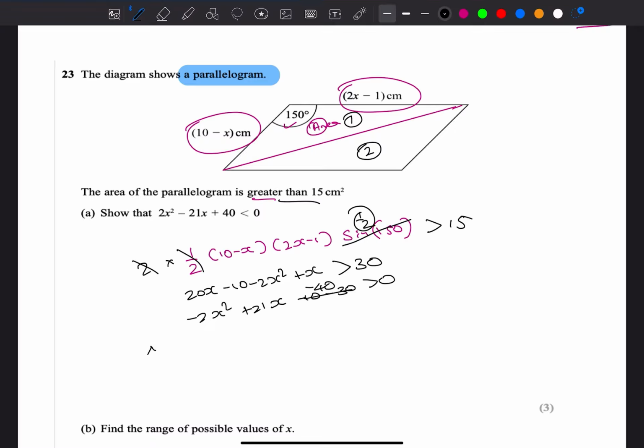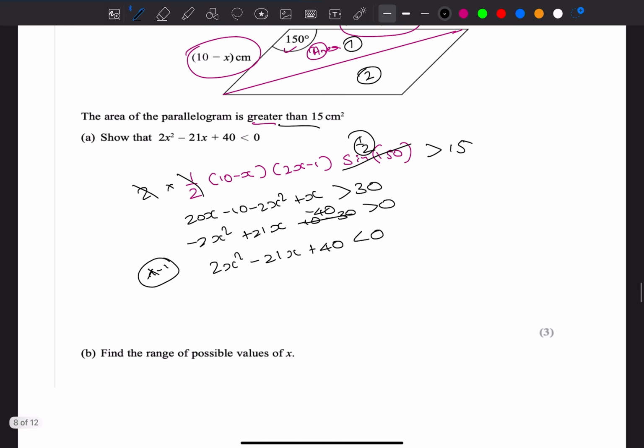Multiply everything by negative 1, 2x squared minus 21x plus 40, and when you multiply by a negative number, the sign switches. There. Find the range of possible values.